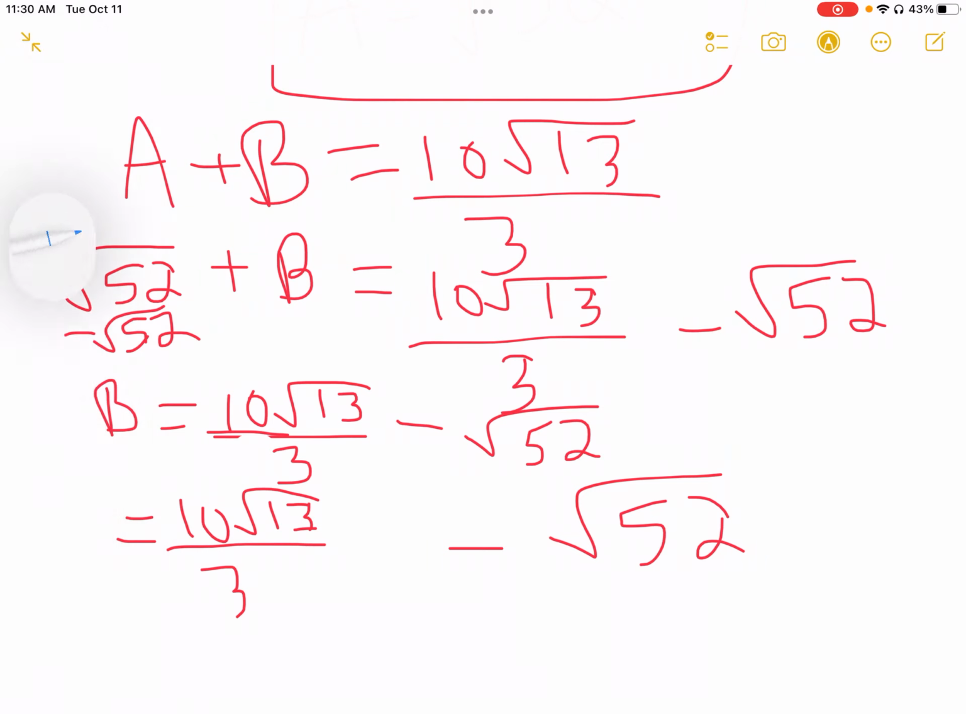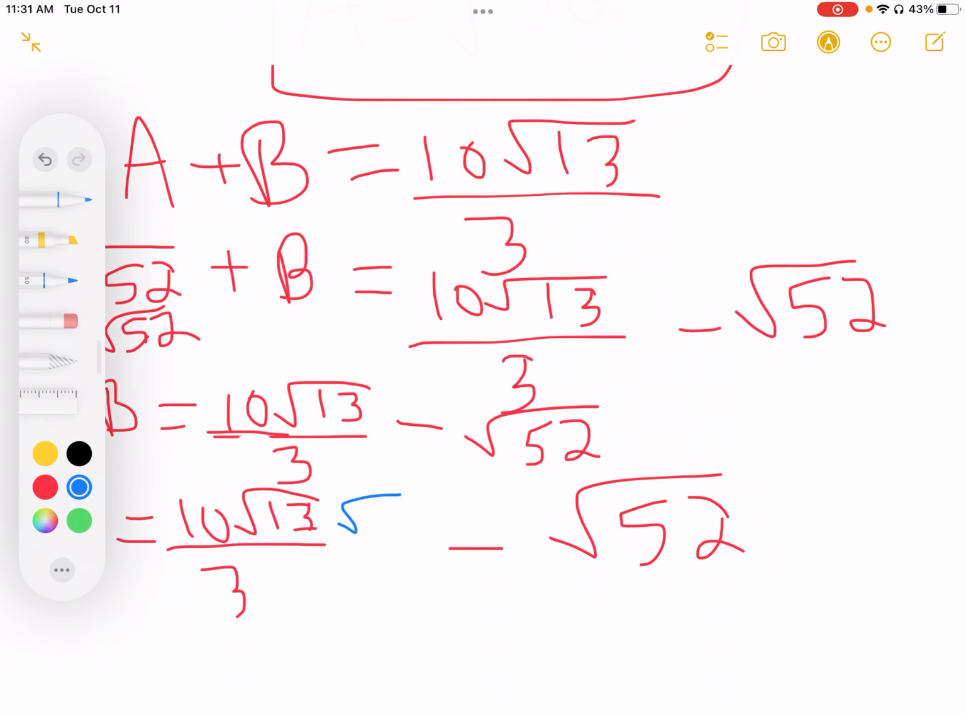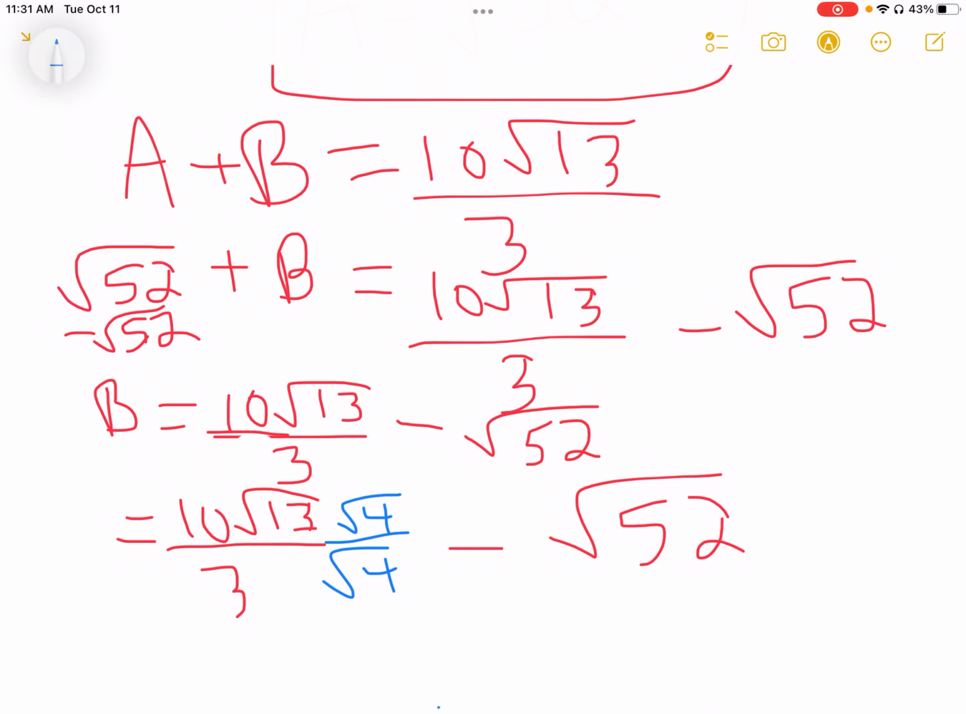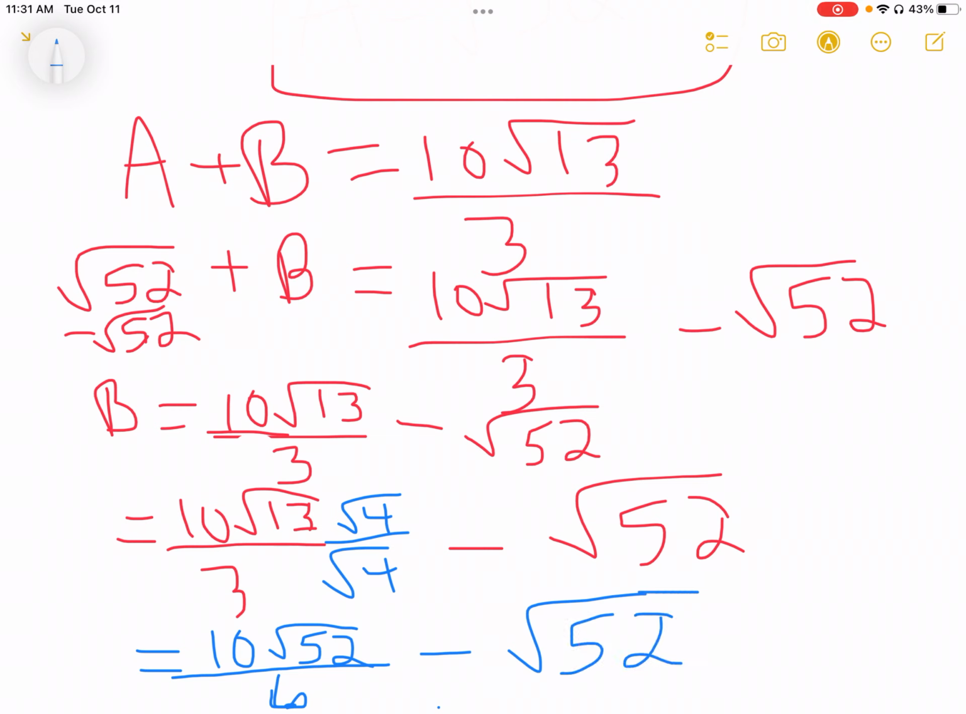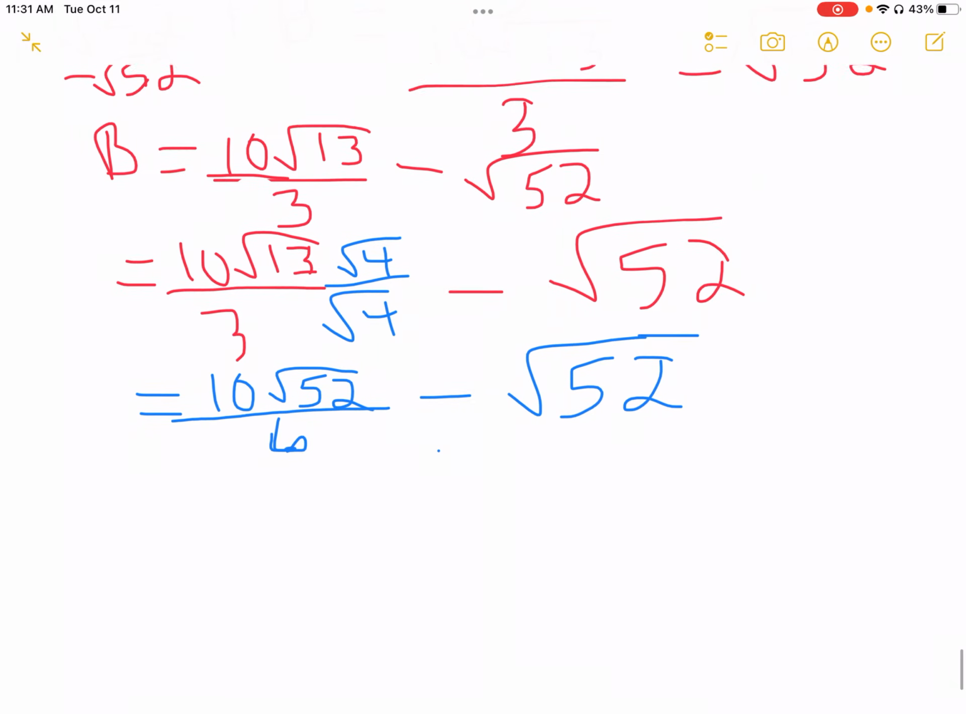But if I multiply this by the square root of 4 over the square root of 4, I'm not actually changing anything with my number here. But if I do that, then I have 10 square root of 52 over 6. Okay, following here, right? So over 6, and then I can subtract square root of 52. So I'm almost there, right? Because I can't add or subtract these just yet, but if I do one more thing, I can.